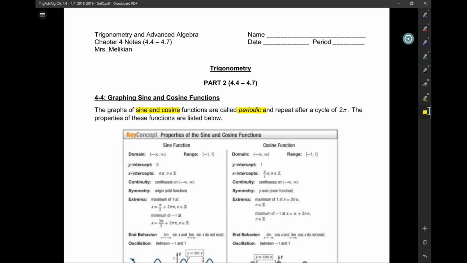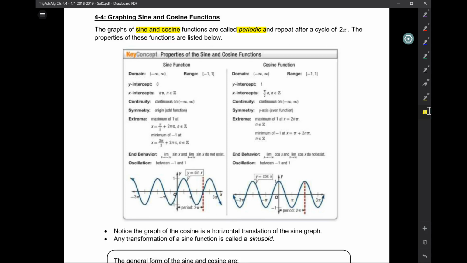That's why it's periodic. A calendar is periodic because after every 7 days you have a Monday. After every 7 days you have a Tuesday. After every 7 days you have a Wednesday, right? So periodic refers to something that repeats after the same interval, right? Sine and cosine functions are periodic functions.